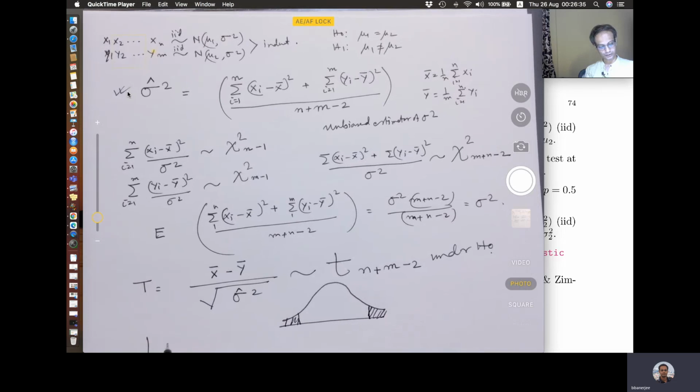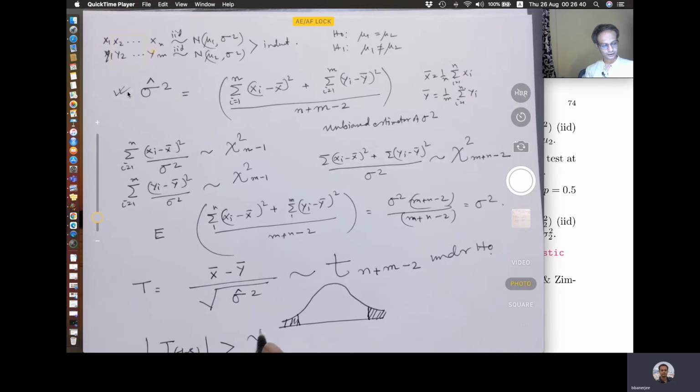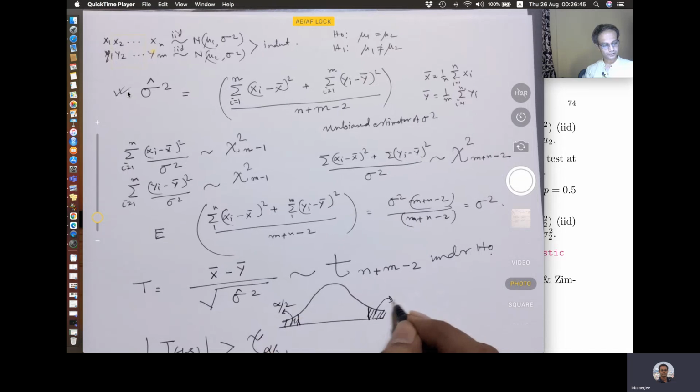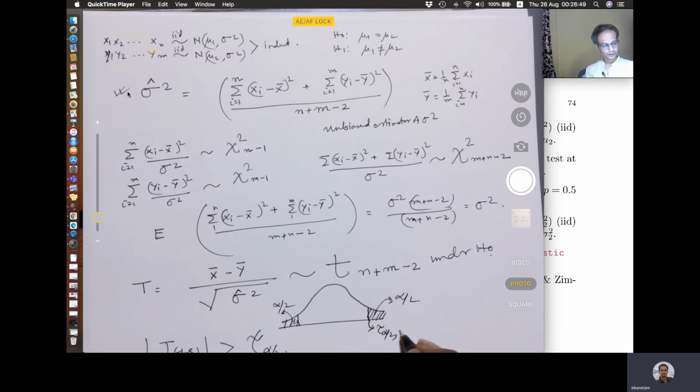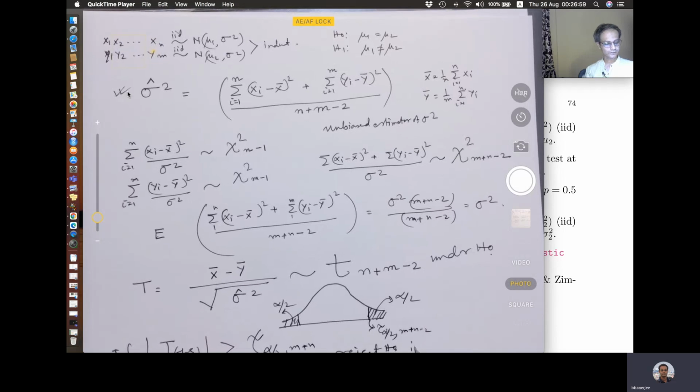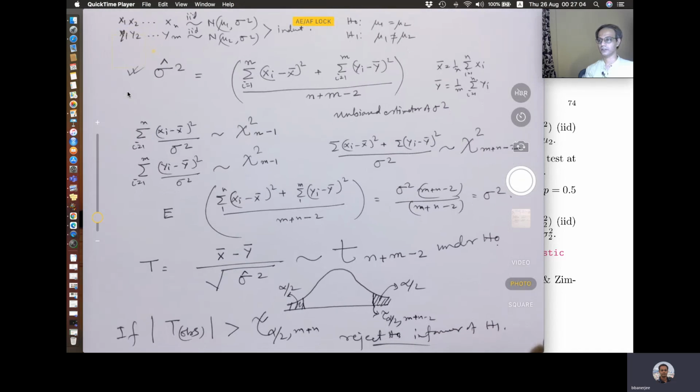So if the absolute value of t observed is greater than t alpha by 2, so this region is alpha by 2, this region is also alpha by 2, this point is t alpha by 2, m plus n minus 2. If this thing holds, reject h0 in favor of h1. So that is the way to do this test.